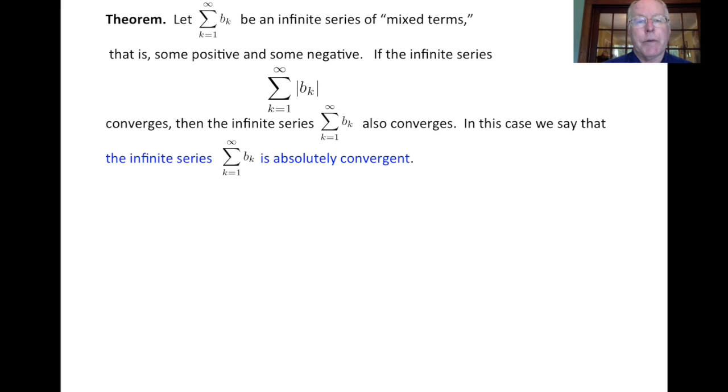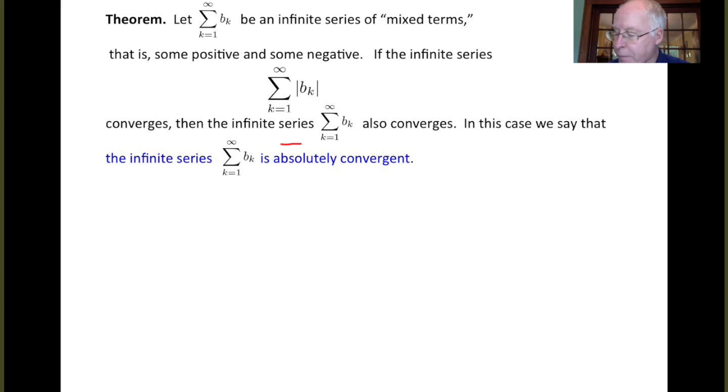And if the infinite series summation k equals 1 to infinity of the absolute value of bk converges, it then turns out that the series with the absolute value signs removed also converges. And in this case, we would say that the infinite series summation bk is absolutely convergent.